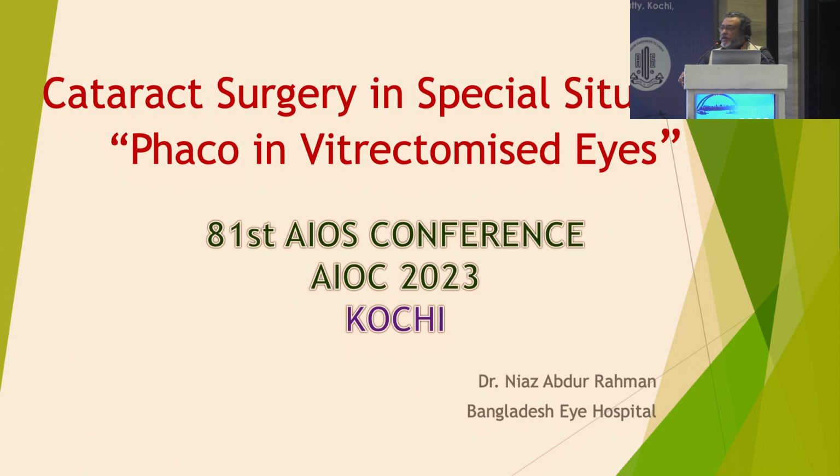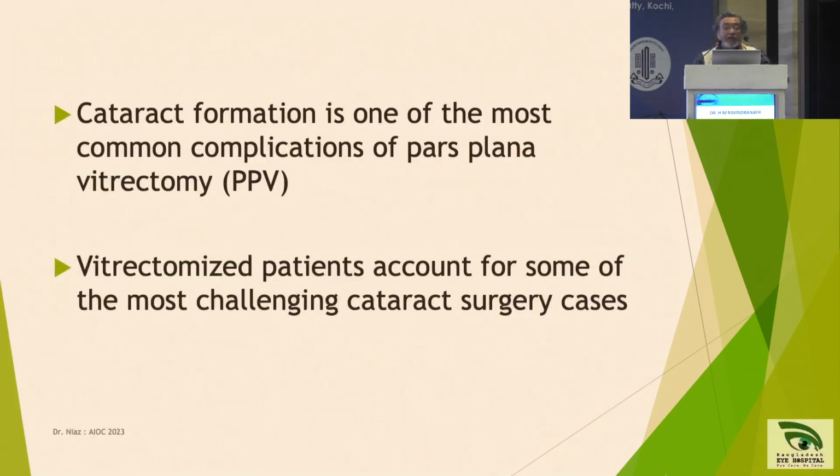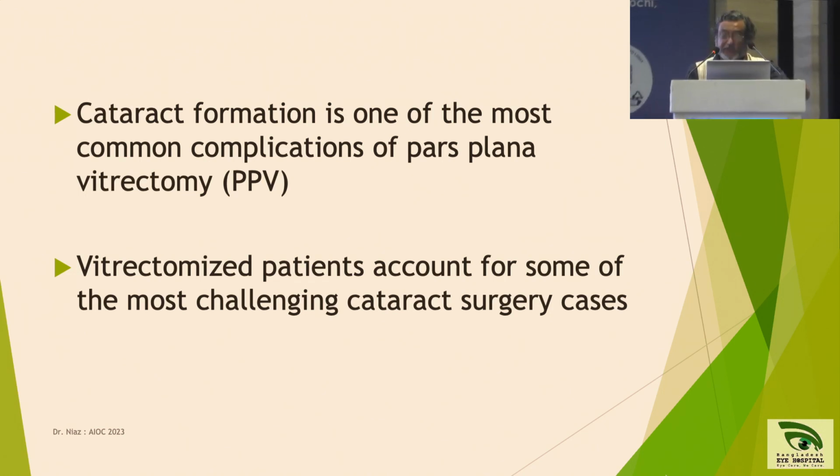My topic is slightly different, but there are certain similarities with what's going to be in the session. I'm going to talk about cataract surgery in special situations, that is phaco in vitrectomized eyes. Now, after pars plana vitrectomy, one can develop cataract, and it is very common, especially if there has been a tamponade in the eye. People do develop cataract, and the vitrectomized patients account for some of the most challenging cataract surgery cases.